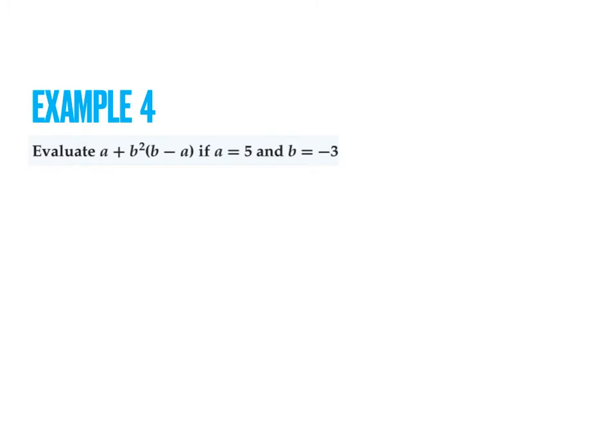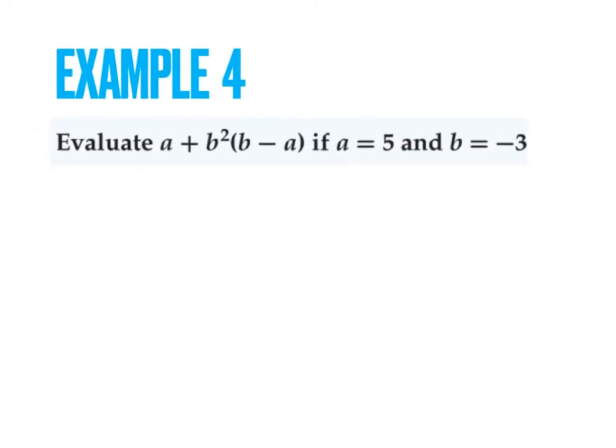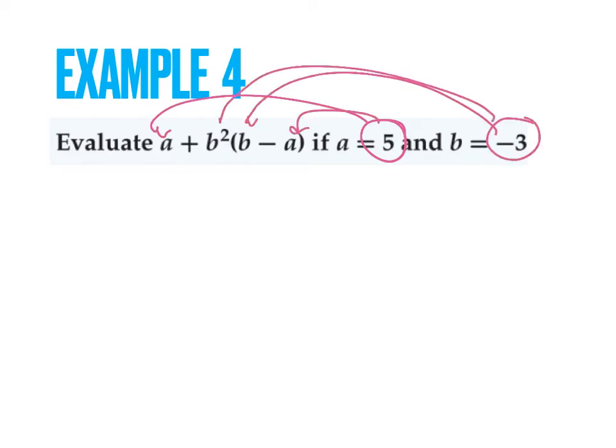All right, example 4. We're doing the same thing. So what do we do first here? Plug it in. So we're going to plug in 5 for all the A's that we see, and then we plug in negative 3 for all the B's. So we have 5 plus negative 3 squared times negative 3 minus 5.